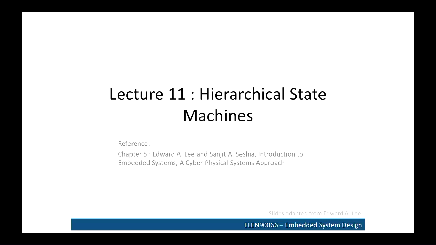All right. Okay. Today we're going to be looking at, it's a bit of a mouthful, hierarchical state machines. In particular, chapter 5.2 in the text.